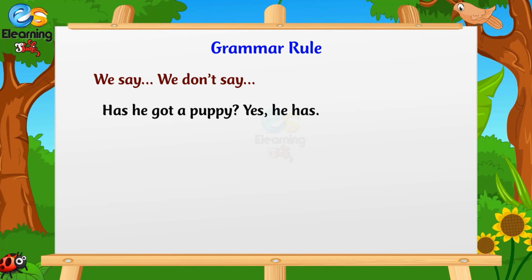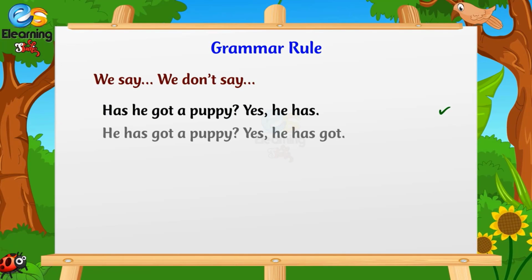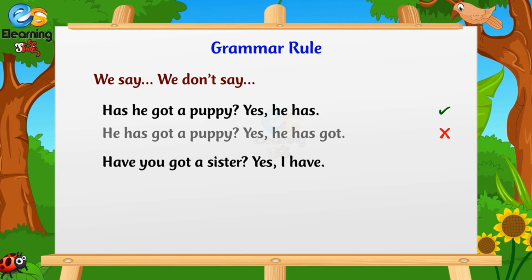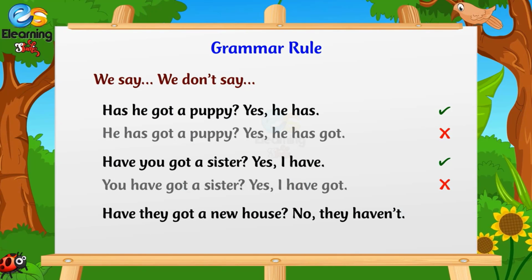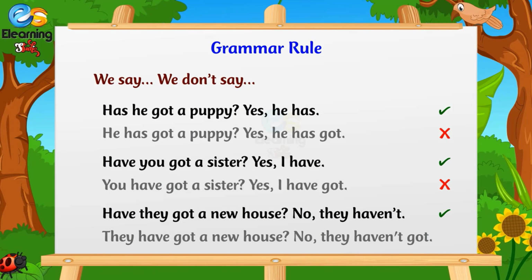Has he got a puppy? Yes, he has. Not, yes, he has got. Have you got a sister? Yes, I have. Not, yes, I have got. Have they got a new house? No, they haven't. Not, no, they haven't got.